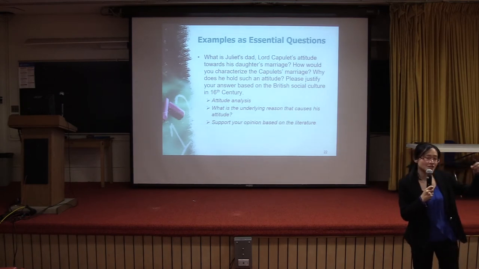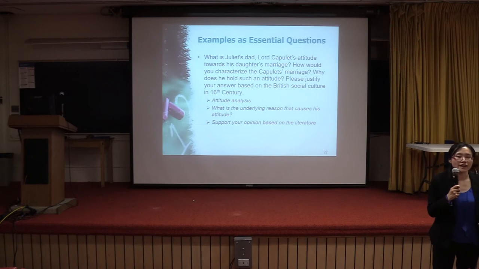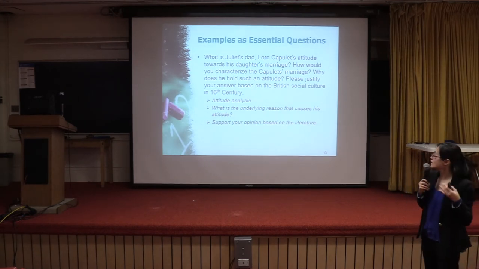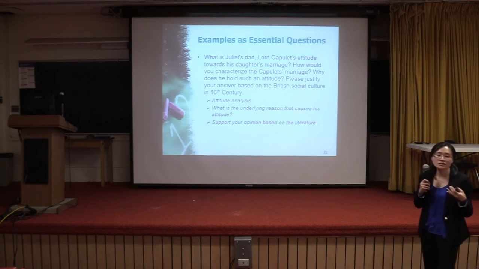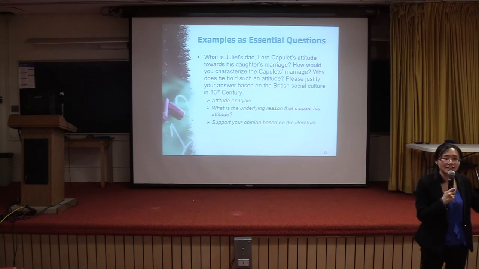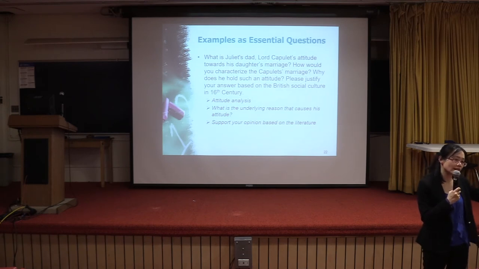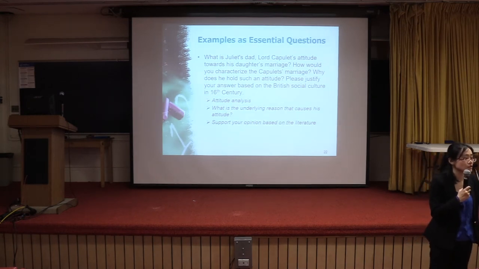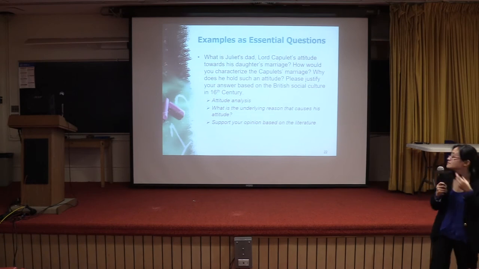So look at this question's design deeply, and you will find that students have to pay attention to the attitude analysis. You have to analyze deeply what the underlying reason is that causes his attitude. In order to find out the underlying reasons, the students should be able to delve into the social culture elements of the 16th century, okay? So they will do literature research on their own within the group, okay?